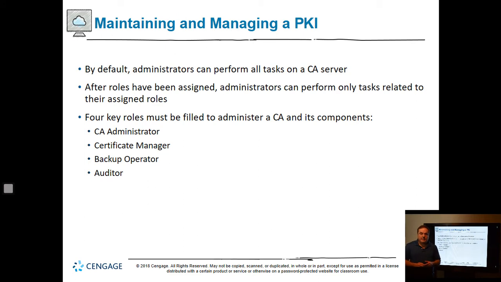Now, maintaining and managing the public key infrastructure. So that's where you have a public key and a private key. By default, administrators can perform all tasks on a CA server. After you install the role, administrators can perform only tasks related to their assigned roles. So there's 4 key roles: the administrator, certificate manager, backup operator, and auditor.